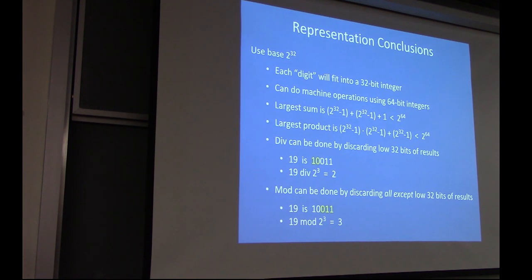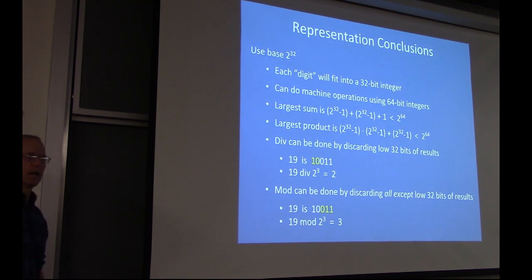Now, suppose you had an array of 32-bit ints, and you just looked at the bits in those 32-bit ints. Just looking at the array from left to right, what would you see?